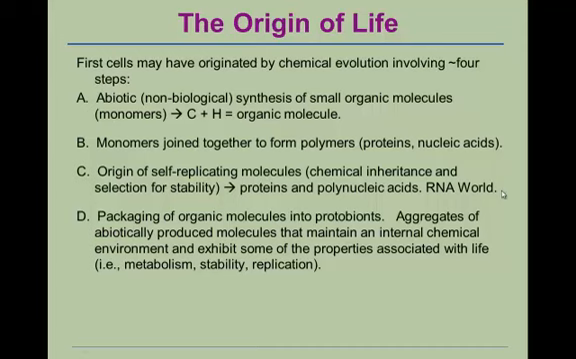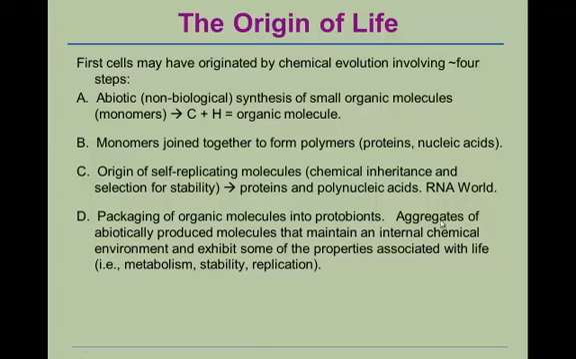It's because many researchers believe that the first molecules used as nucleic acids to store information were RNA. And so it was thought that RNA preceded DNA in terms of the origin of life in the first cell. In any case, step D, we have to have the packaging of these self-replicating molecular systems into what are called protobionts. Protobionts are also considered to be precursors to the first cells.